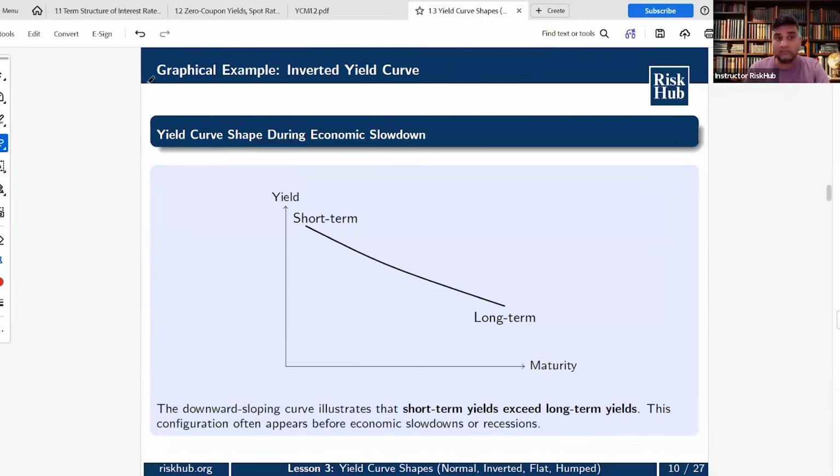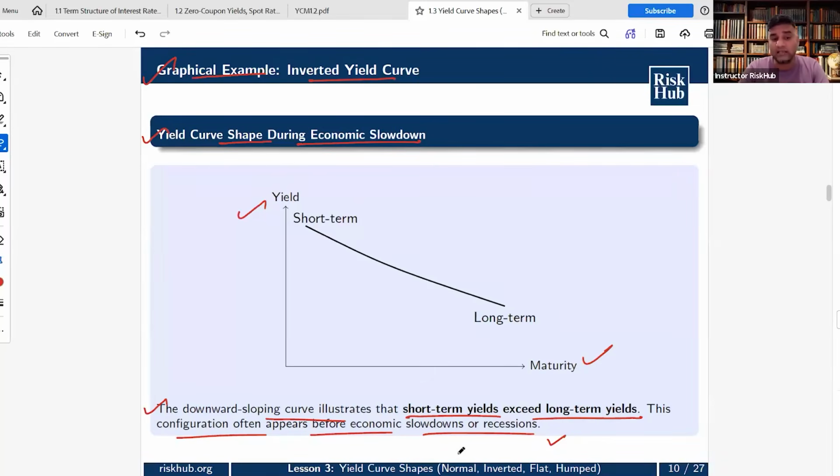Then we get into slide number 10, graphical example: inverted yield curve shape during economic slowdown. The graph is given. The downward sloping curve illustrates short-term yields exceeding long-term yields. This configuration often appears before economic slowdown or recession, right? So what is on the slide? One line chart with no numbers.